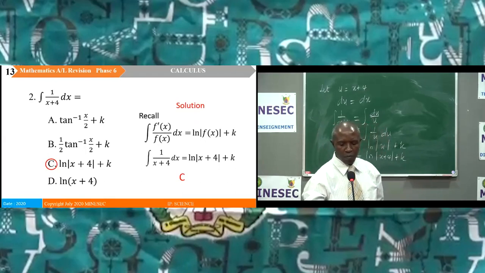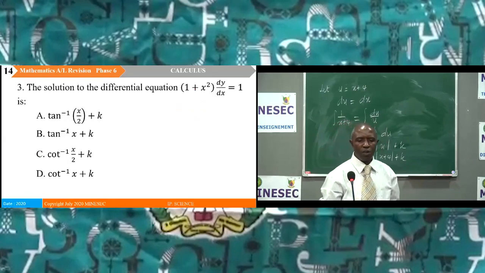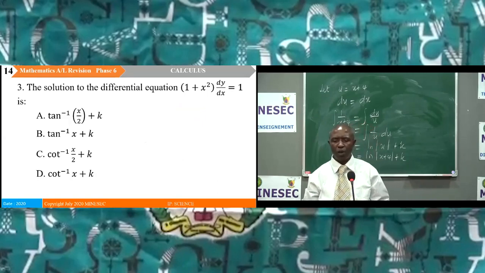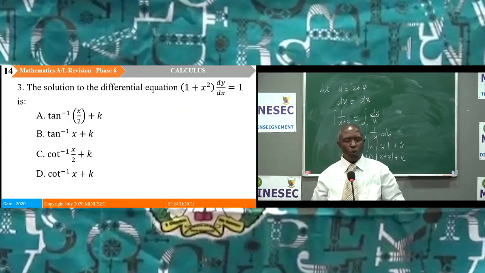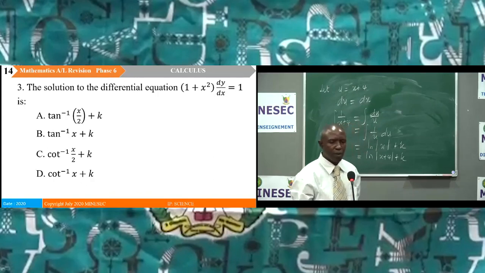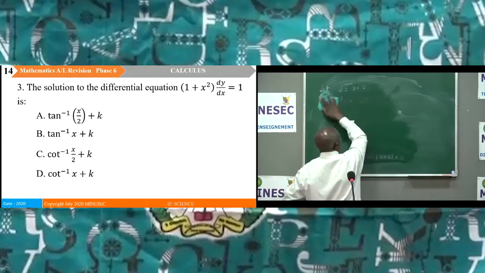Question 3. Solve the differential equation (1 plus x squared) dy/dx equal to 1. The solution to the differential equation (1 plus x squared) dy/dx equal to 1 is, here we have to separate variables. And which will we have in there? Then we have separating variables.